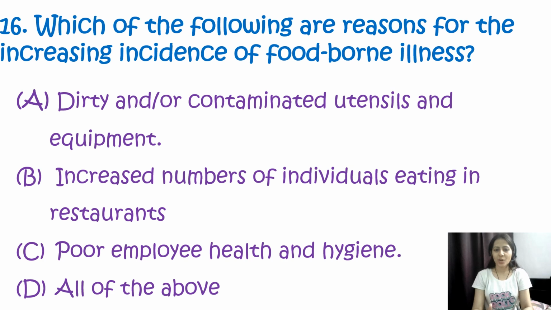Question number 16. Which of the following are the reasons for the increasing incidence of foodborne illness? Dirty or contaminated utensils or equipment. This is correct. Next, increased number of individuals eating in restaurants. Yes. And poor employee health and hygiene. Yes. So over here my correct option will be D, that is all of the above.